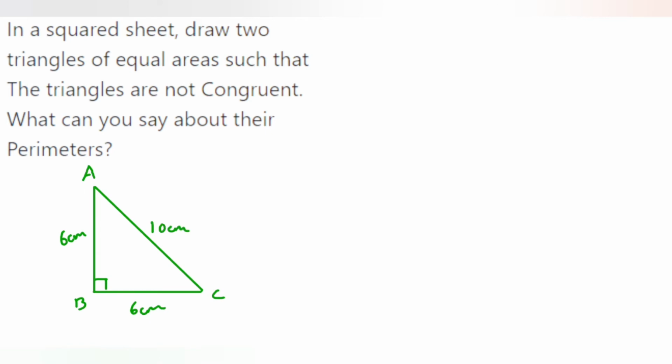Now we'll take one more triangle, and let us take it as XYZ. This is X, Y, and Z. And let us take the lengths as 9 centimeter, that is XY is 9 centimeter, and YZ as 4 centimeter, and we'll take XZ as 13 centimeter. Then here you can see that the areas will be equal. Even angle Y is 90 degree.